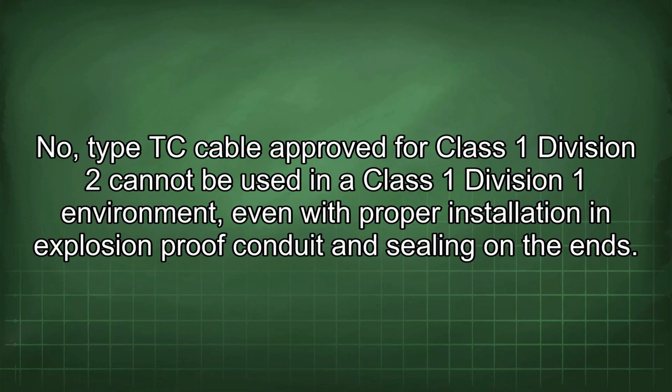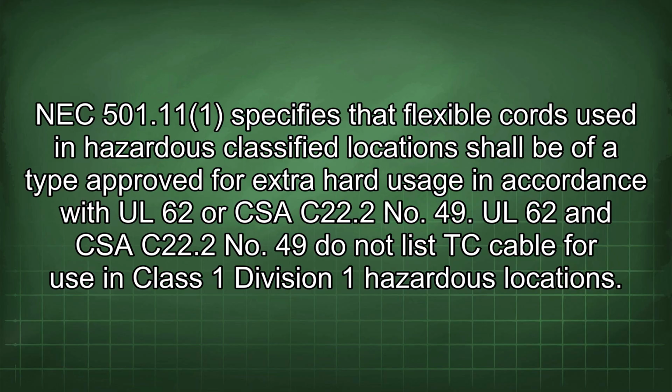No, type TC cable approved for Class 1 Division 2 cannot be used in a Class 1 Division 1 environment, even with proper installation and explosion-proof conduit and sealing on the ends. NEC 501.11 specifies that flexible cord used in hazardous classified locations shall be of a type approved for extra hard usage in accordance with UL 62 or CSA C22.2 No. 49. UL 62 and CSA C22.2 No. 49 do not list TC cable for use in Class 1 Division 1 hazardous locations.